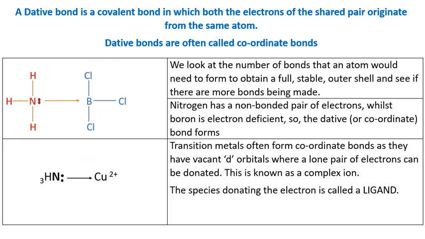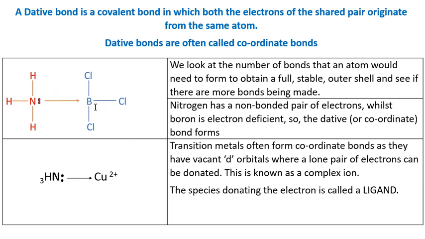Okay, we've seen this already, but to build on it. A dative bond is a covalent bond in which both the electrons of the shared pair originate from the same atom. Dative bonds are often called coordinate bonds. More on that in a second. We've seen already NH3: nitrogen, group 15, covalently bonds to 3 hydrogen atoms, and being in group 15, beginning with 5 valence electrons, it has a non-bonded pair left over.